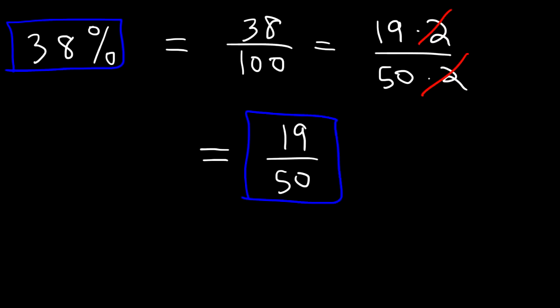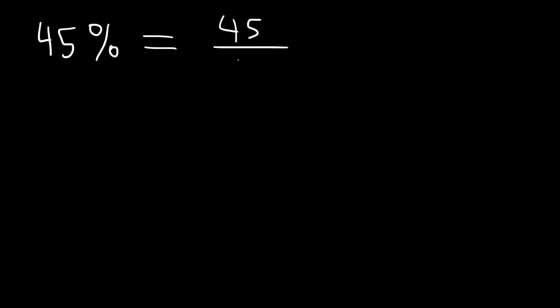Now there are a lot more different examples that you need to be exposed to, and this is just one of them. But for the sake of practice, go ahead and work on this one. Convert 45% into a simplified fraction or reduced fraction. So let's follow the same process. First, let's write it as 45 over 100.